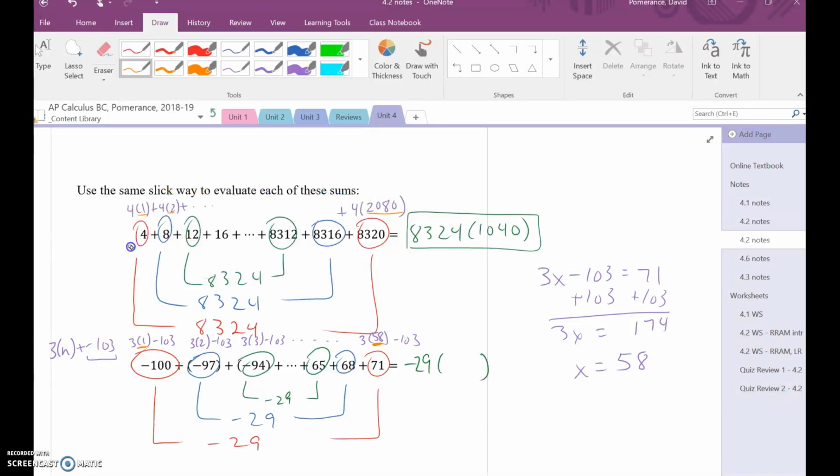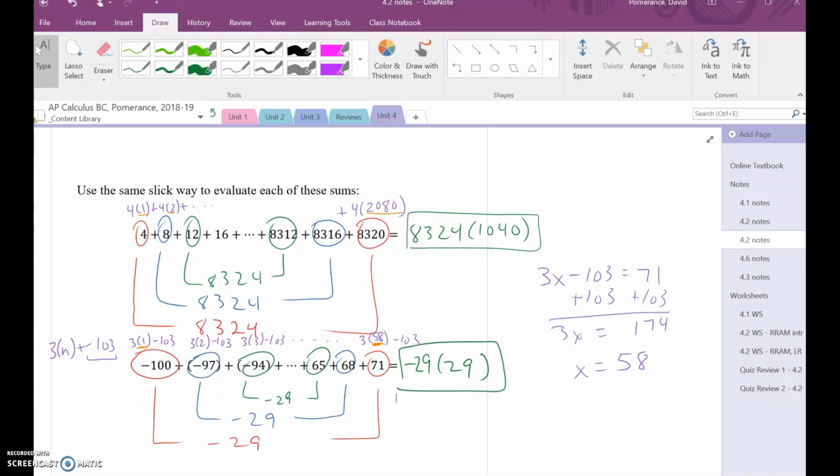If we have 58 terms, then how many pairs do we have? We have half of that, which is going to be 29. So we've got 29 times negative 29. And again, I don't have a calculator handy, so I'm just going to leave it like that. But you guys can punch that into the calculator or multiply it out by hand if you have the inclination.